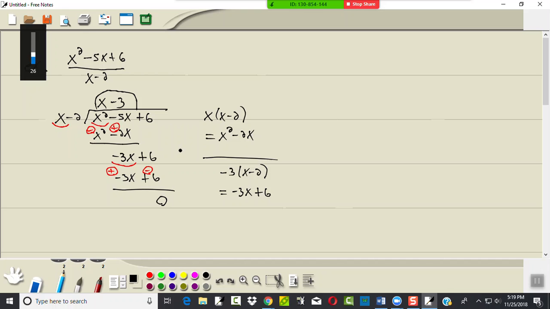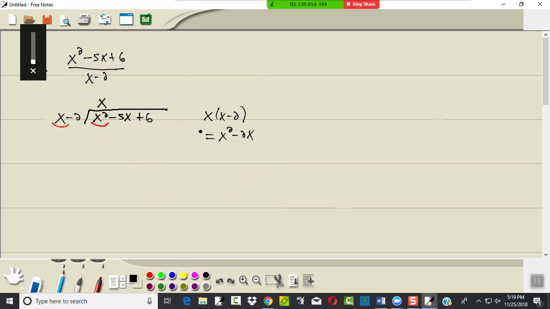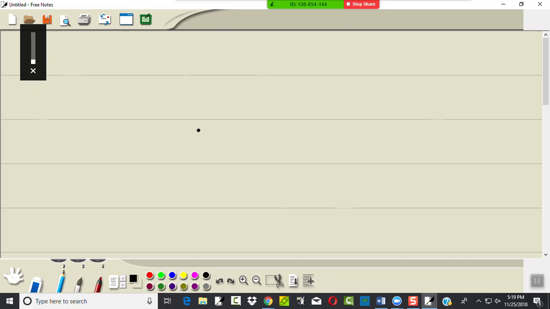Now let's take a look at another example where we'll have a remainder and see how to handle that. So let me clear this off. Let's see, x minus 2 and x to the third plus 7x squared minus 8x plus 1.